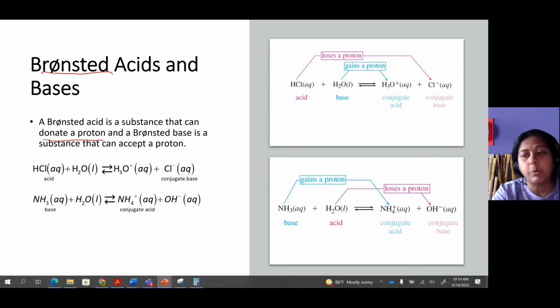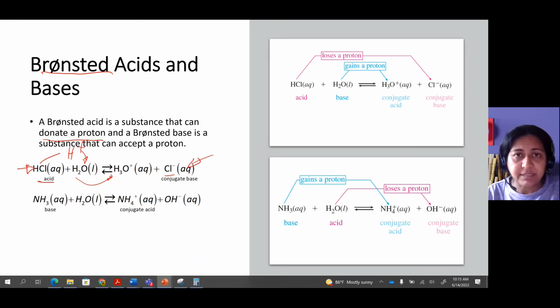can donate a proton. As an example, if I look at hydrochloric acid, it is in equilibrium with water by releasing an H plus. That H plus is accepted by the water molecule and that water molecule becomes H3O plus. And we will have only the chloride ion. So HCl is known as the acid. After losing H plus, it will become a conjugate base.